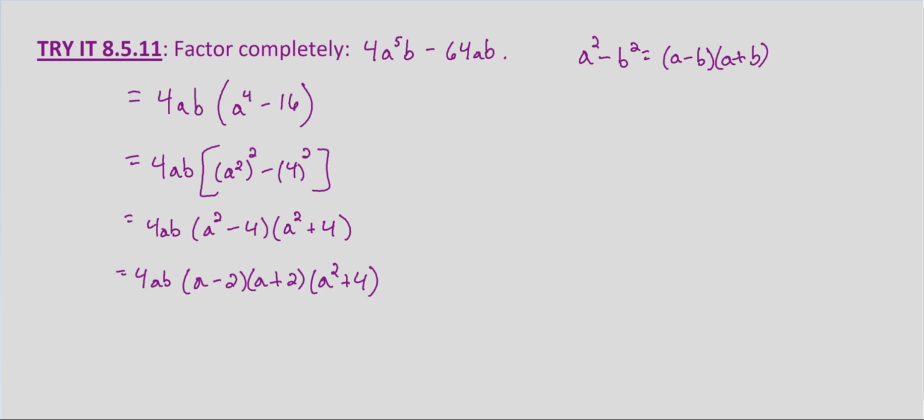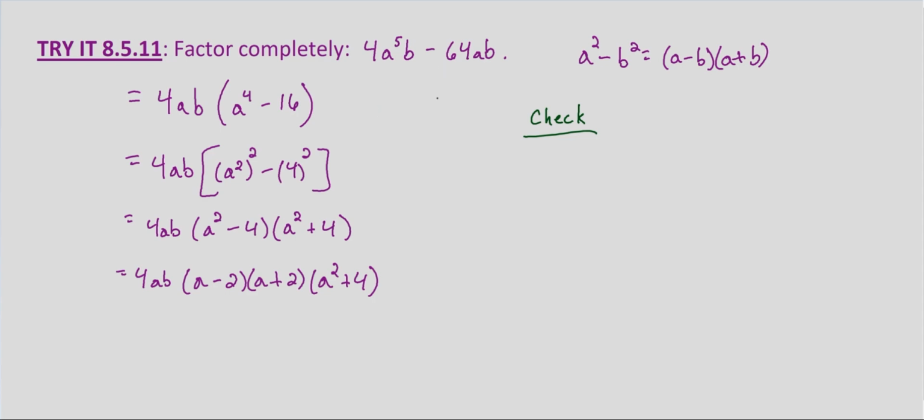Again, sum of squares is considered prime unless you're specifically told to factor it, and then we have to use the complex number system. So we're just going to leave it as it is and check by multiplying through to verify that we get what we originally started with.